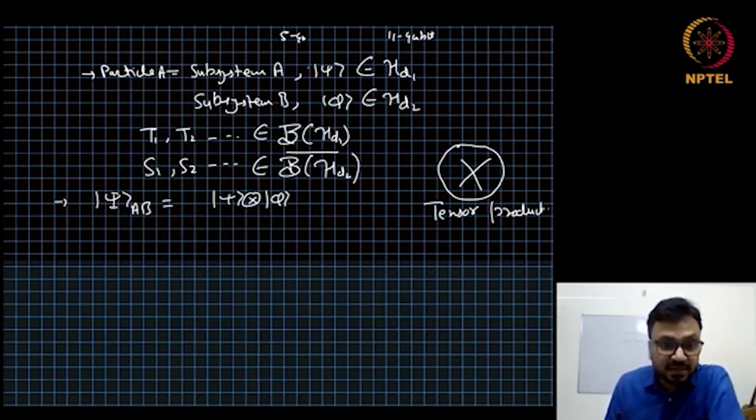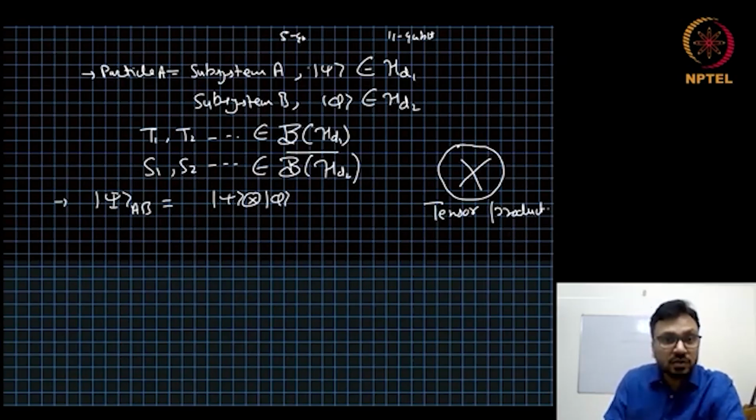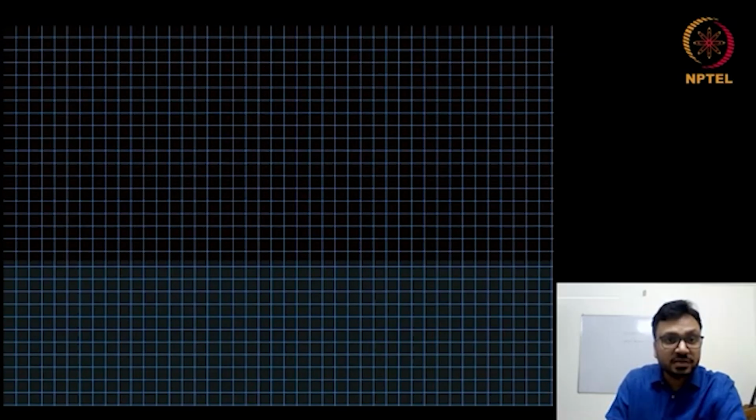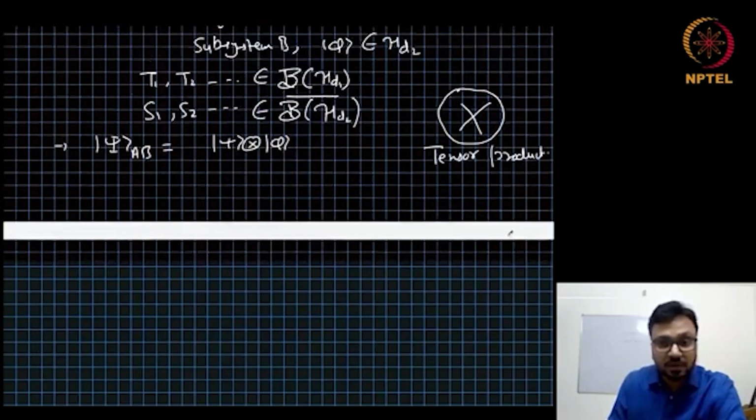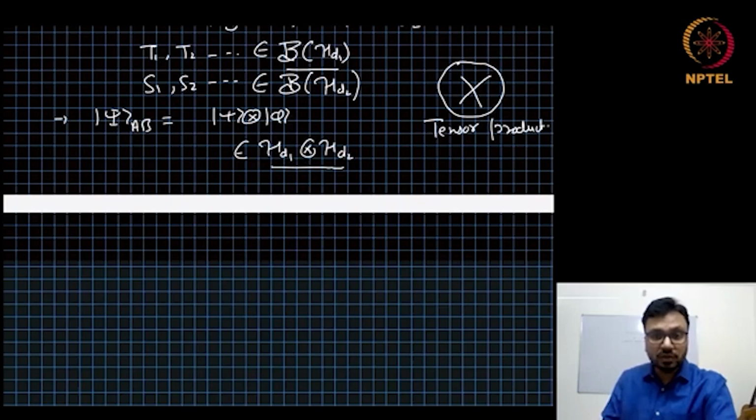So whenever we write the state of two systems where the state of subsystem A is psi and subsystem B is phi, then the joint state is psi tensor phi. And this belongs to Hilbert space HD1 tensor HD2. Okay, this is a symbolic way, but actually it belongs to Hilbert space H of D1 D2.